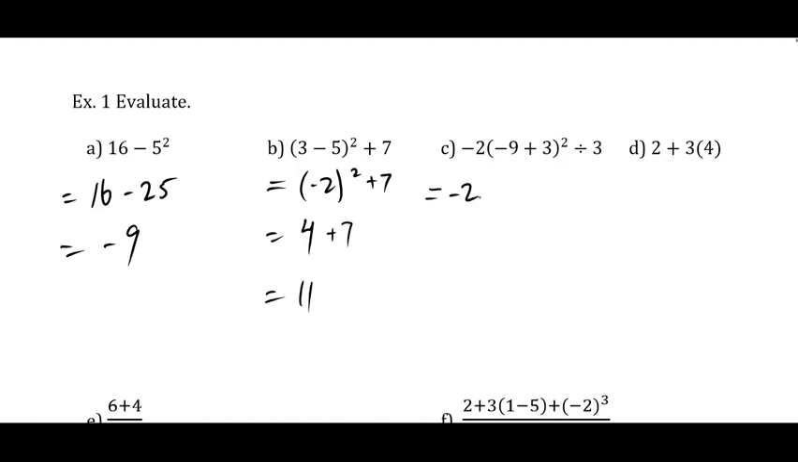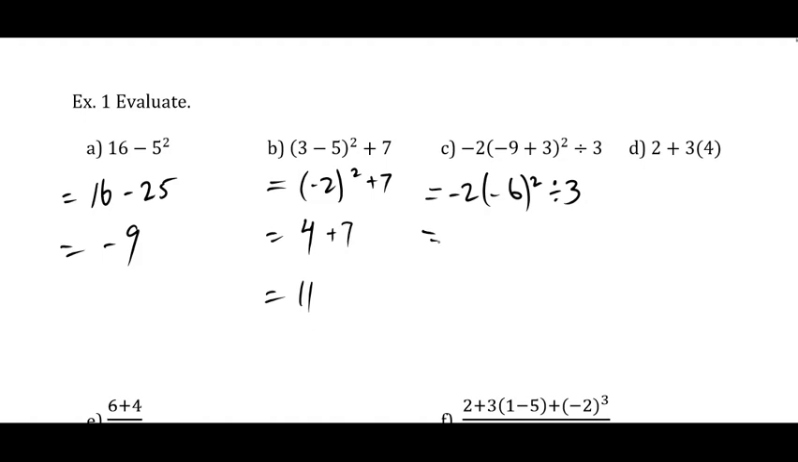BEDMAS, order of operations. Start with the brackets. So what is -9 plus 3? -6. I write the whole question down, so that's squared divided by 3. There isn't a sign in front of us, so it says -2 and then bracket -6. Is that always multiplication? It is, yes, very good. So that means multiply. Probably a lot of people were thinking that.